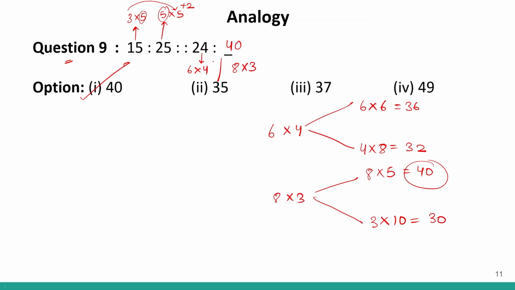So it will be 8 into 3. This is considered to be 8 into 3. And the next term we have taken 8 to be the common one. And we have multiplied it by 5, which is plus 2 of the previous number. So this is the logic that is being used. So option 1, which is 40, is the correct answer to this question. Clear? So in your examination, make sure to look at every possibility.